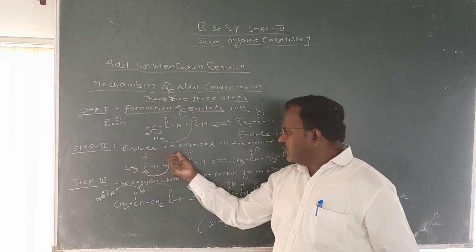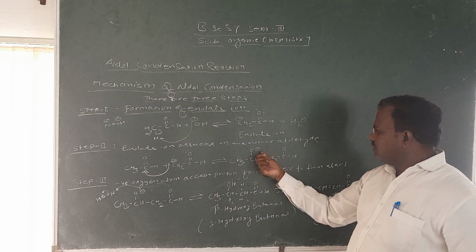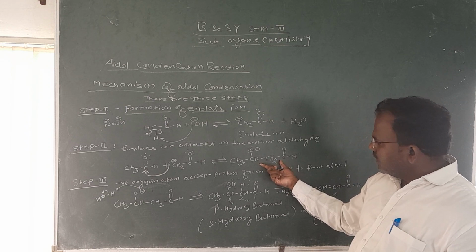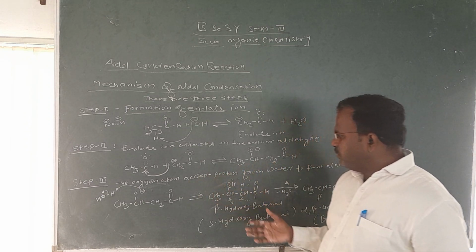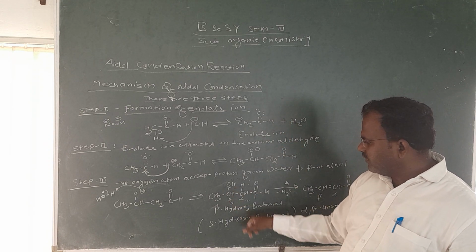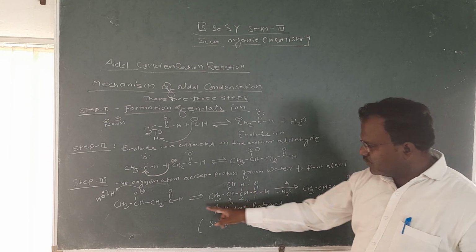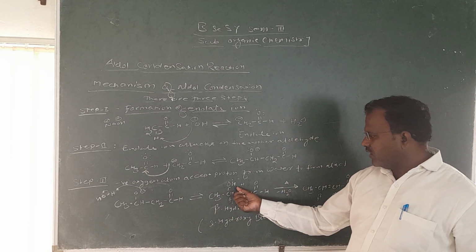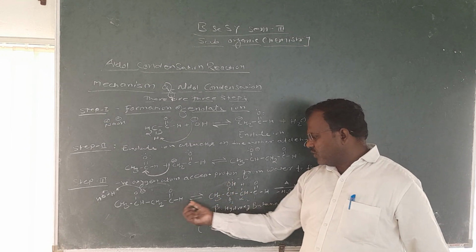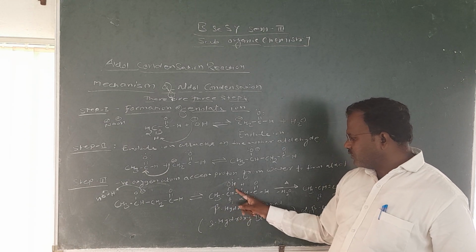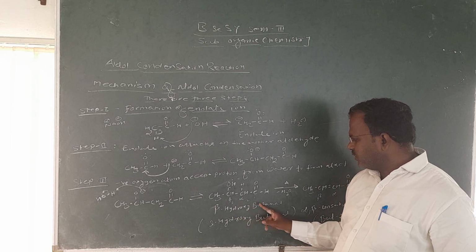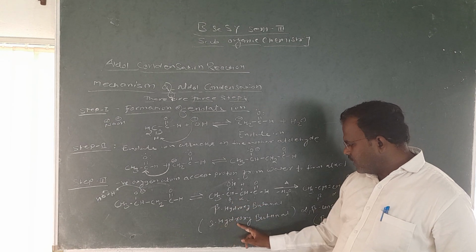Then the electrons are pushed onto the oxygen atom, and the oxygen atom becomes negatively charged. This negatively charged oxygen atom accepts a proton from the water molecule, forming a hydroxy group. Here CH2 is already there, and after accepting the proton, the hydroxy group is formed at the beta position. This is alpha and this is beta position, beta hydroxy butanal. The name of the compound is 3-hydroxy butanal.